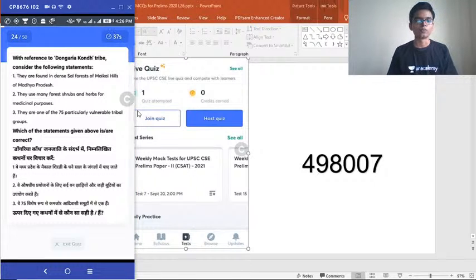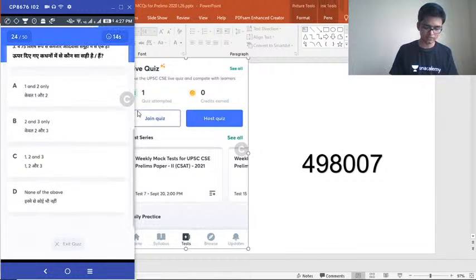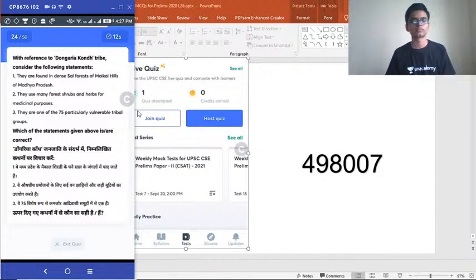Question number 24. With reference to Dongaria Kond tribe, consider the following statements. They are found in dense sal forests of Makai Hills of Madhya Pradesh. They use many forest shrubs and herbs for medical purposes. They are one of the 75 PVTGs. Which of the statements given above is or are correct? 1 and 2, 2 and 3, 1, 2, 3, none of the above. Dongaria Kond's tribe.